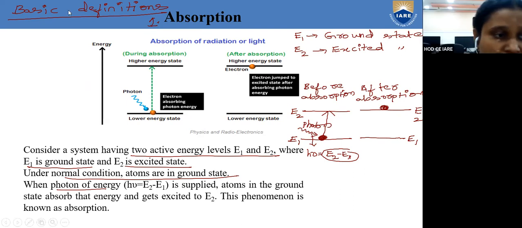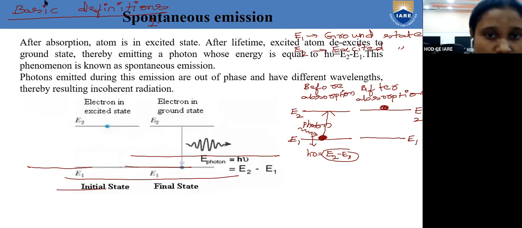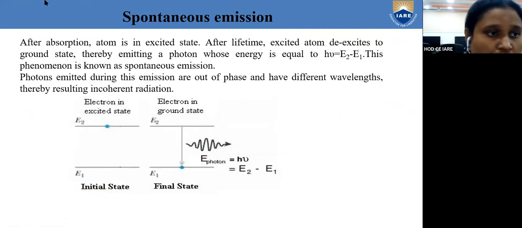Now you just look at the slide and tell me what our next definition is. So our next definition is spontaneous emission. This is our second definition, spontaneous emission.